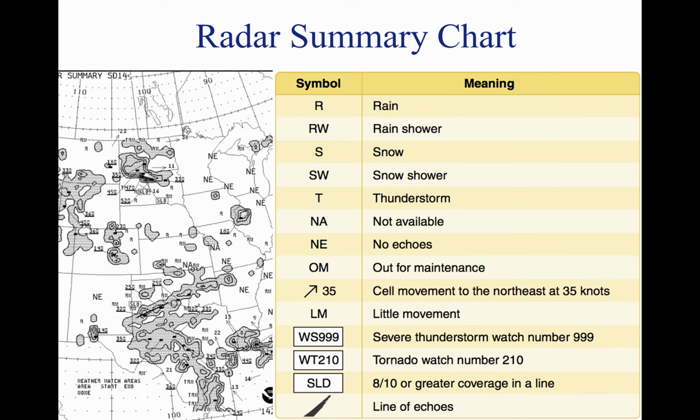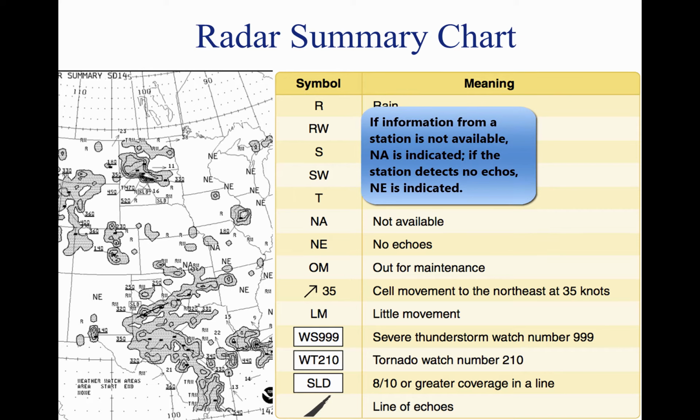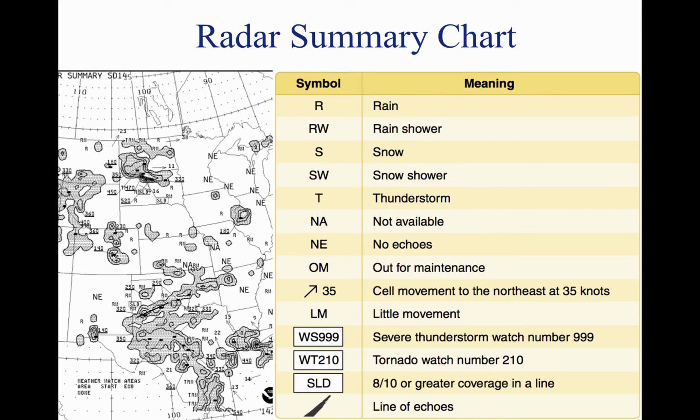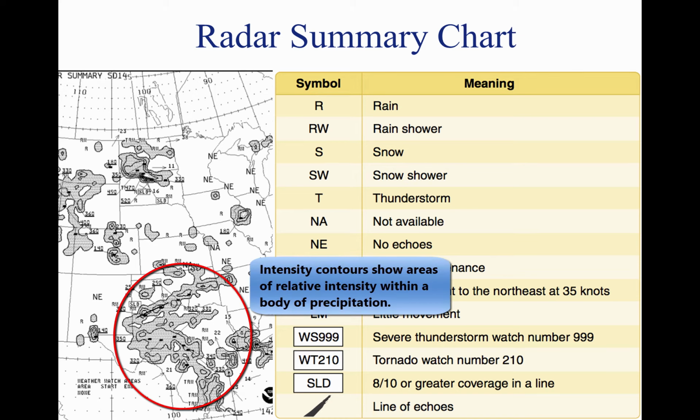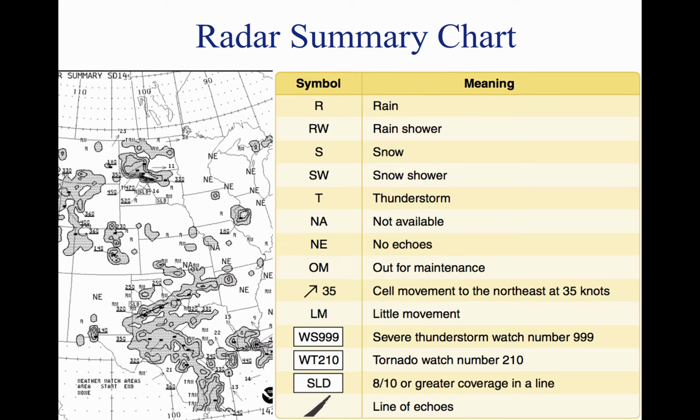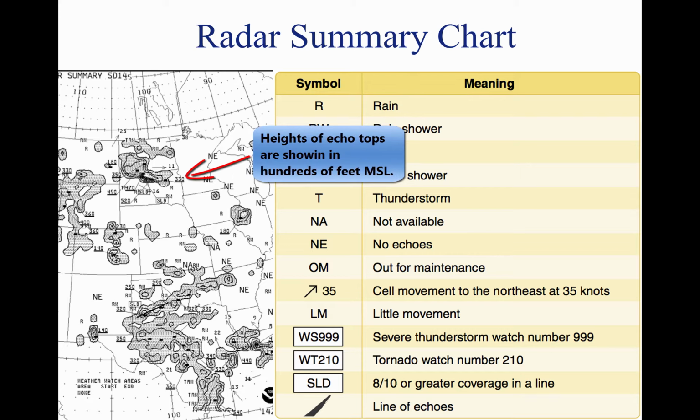A radar summary chart includes: 1. No information. If information is not reported, the chart will say NA. If no echoes are detected, the chart will say NE. 2. Precipitation intensity contours. Intensity can be described as one of 6 levels and is shown on the chart by 3 contour intervals. 3. Height of tops. The heights of the echo tops are given in hundreds of feet MSL.